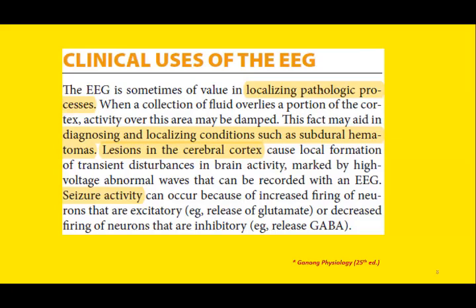So we can perform EEG to localize any pathological phenomenon. For example, this is used for diagnosis and localizing hematomas within the brain, like subdural hematoma. Any lesion within the cerebrum can be localized, but the most important use of EEG is its role in epilepsy, or you can say monitoring of seizure activity. So the patients of epilepsy usually undergo EEG.